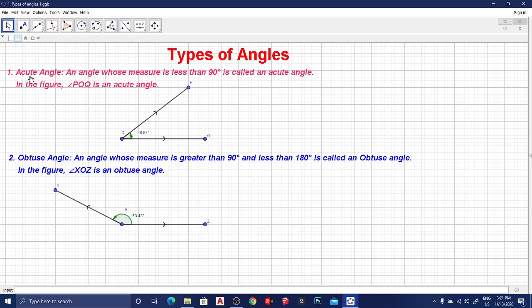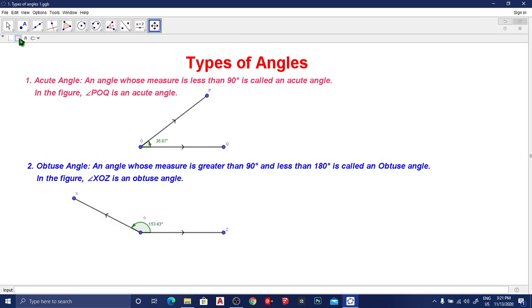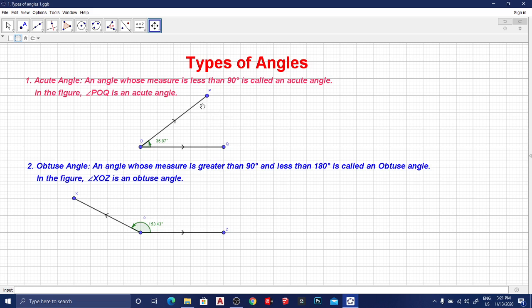So, see the first one, this is acute angle. First type of angle is acute angle. So what is acute angle here? An angle whose measure is less than 90 degrees is called an acute angle. Whose angle is less than 90 degrees is called an acute angle.